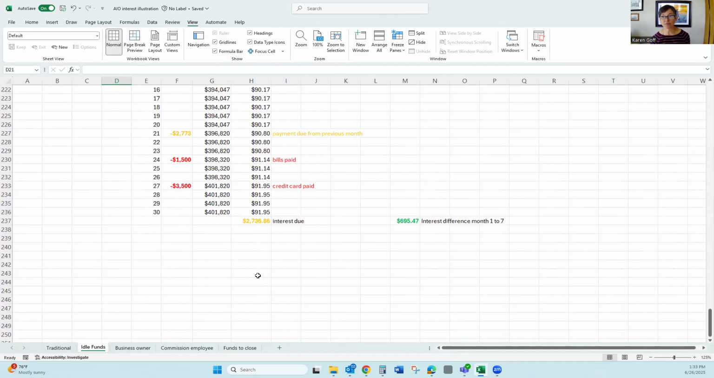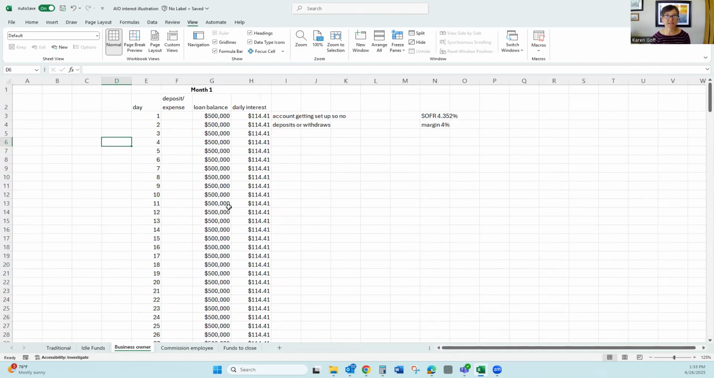But now their monthly interest savings from that original setup to the end is $695 lower in interest due expenses, because of that $70,000 that they've now been able to put to use for them. And yet, should they need it for an emergency, which is what it was sitting there for anyway, they still have access to it. Next illustration is the business owner.